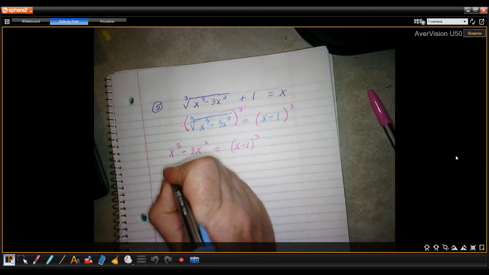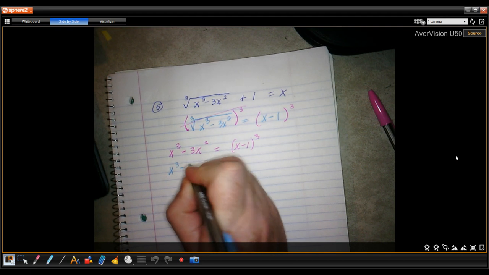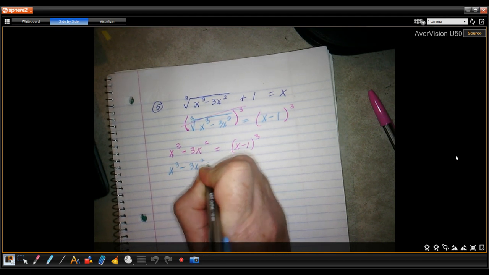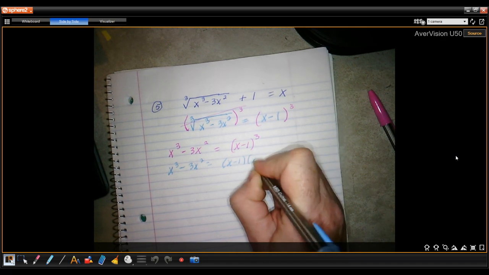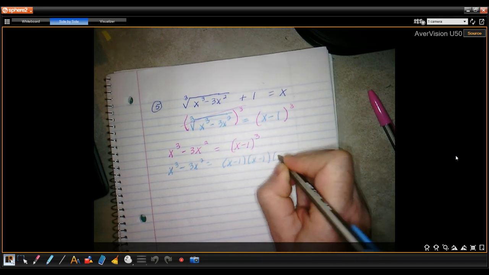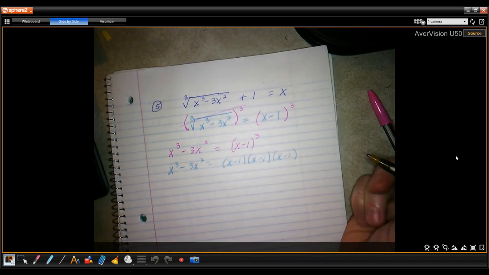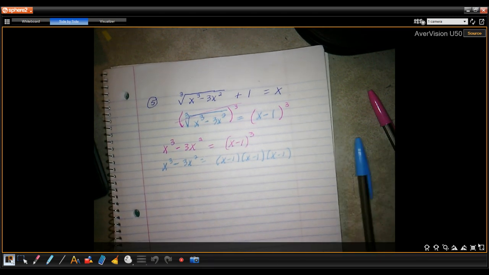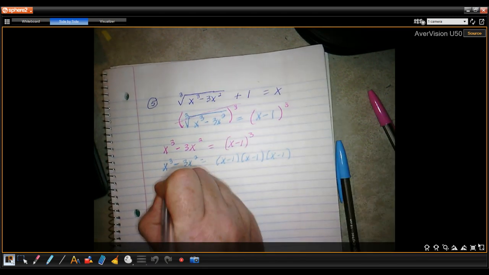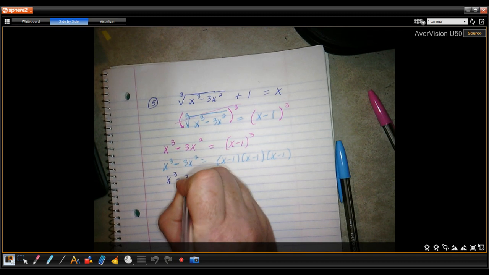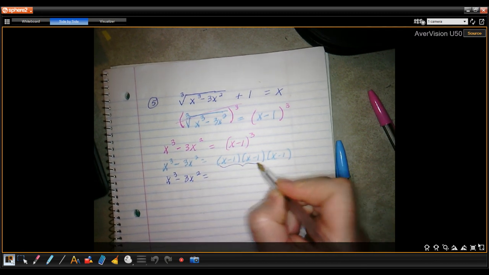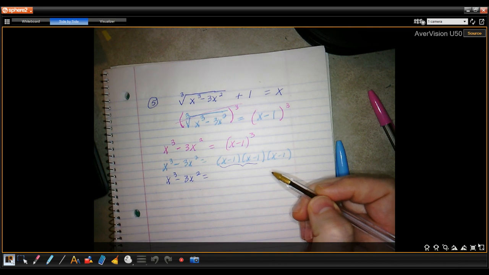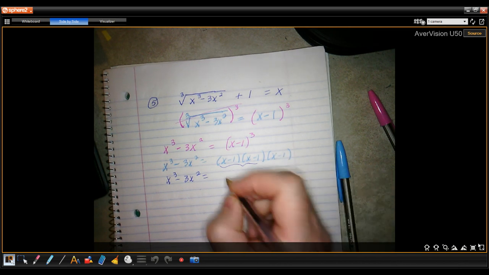So it's going to be x cubed minus 3x squared, and x minus 1 cubed means x minus 1 times x minus 1, and there's no shortcuts. You just have to do the math. So I'd write this out. So then it'd be x cubed minus 3x squared. Well, I'm going to do these first two, right? So x minus 1 times x minus 1 is what?